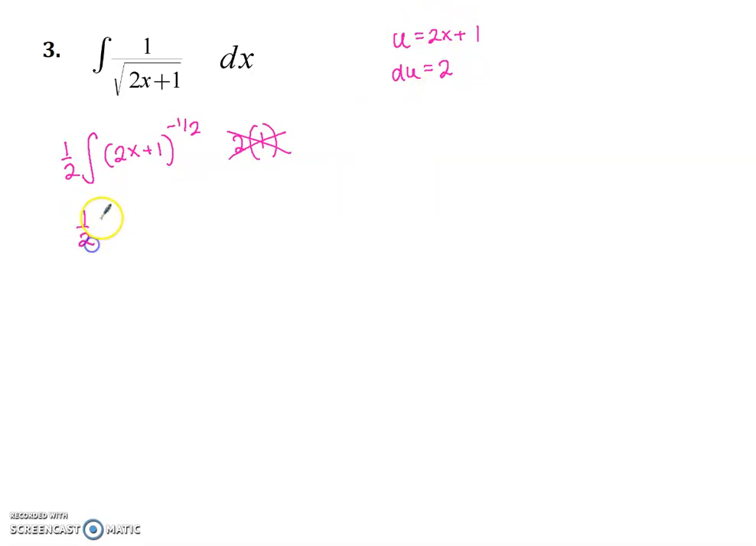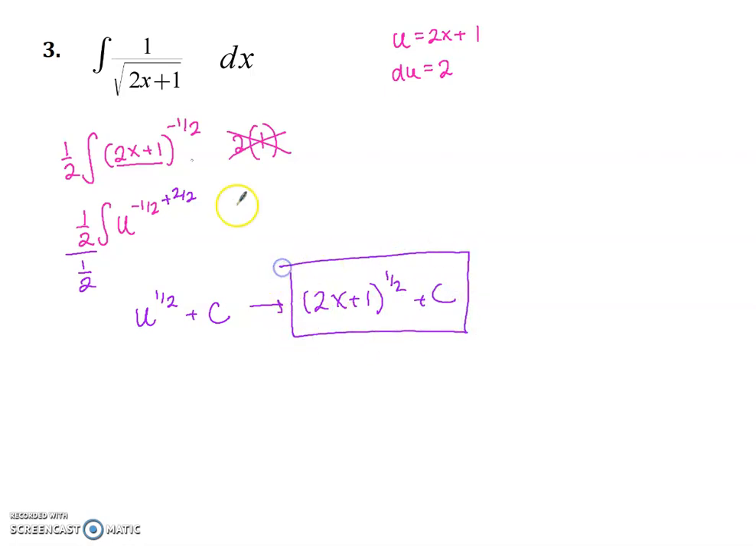So we're just going to do 1/2 u to the negative 1/2, just replacing that with a u. Then I'm going to add 1, so that's like 2 over 2. So that makes my new exponent 1/2. So I'm going to divide by 1/2. So 1/2 divided by 1/2 is going to give me 1 u to the 1/2 plus c. And then just replace your 2x plus 1 to the 1/2, and you're done.